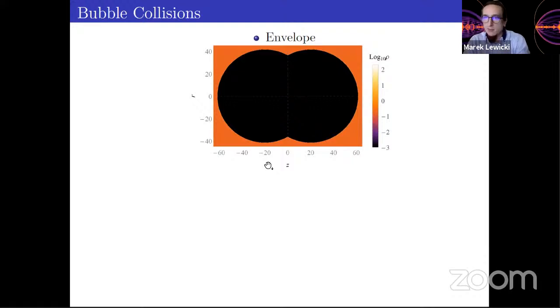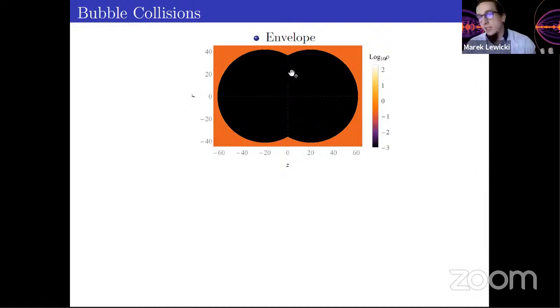Okay, so now knowing this, we can try and calculate the spectra. So back in the good old days, the most typical method was to try and use the envelope approximation, which essentially means, so these are two bubbles. As I'm sure you can tell, this is the energy density. These are two bubbles that have collided.